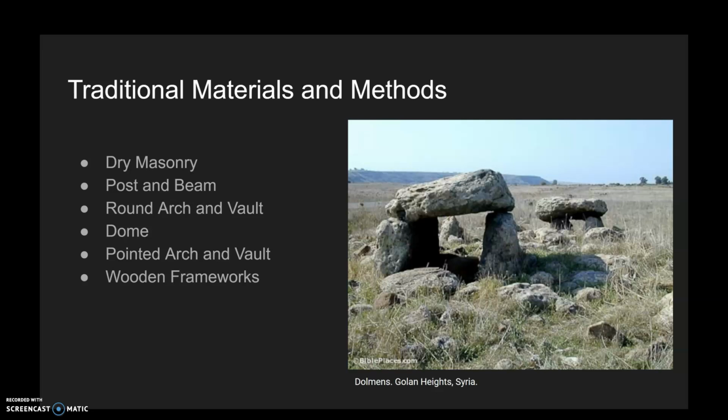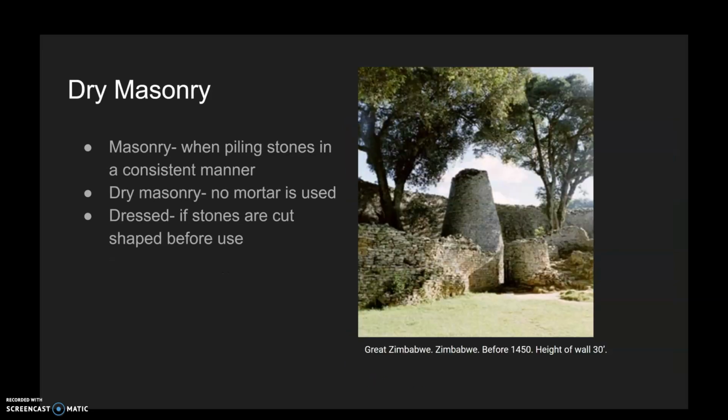So this is chapter 14 about architecture, and this week we are going to be talking about these different traditional methods and materials: dry masonry, post and beam, round arch and vault, dome, pointed arch and vault, and wooden frameworks. So we'll start with dry masonry.